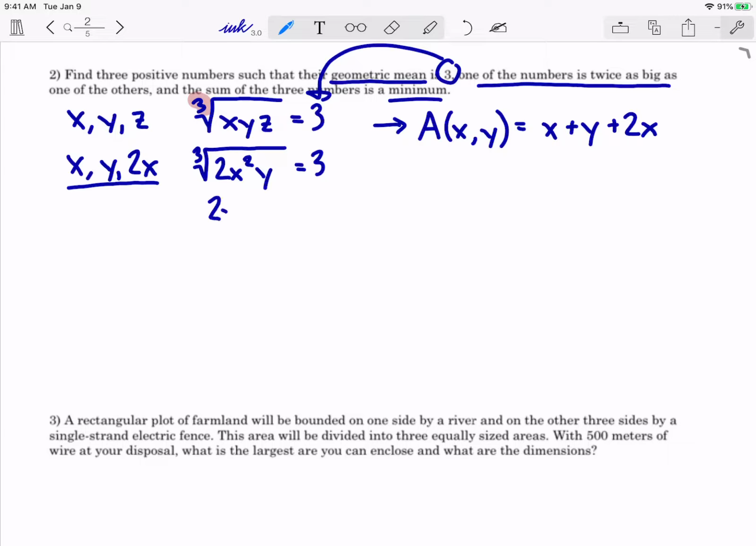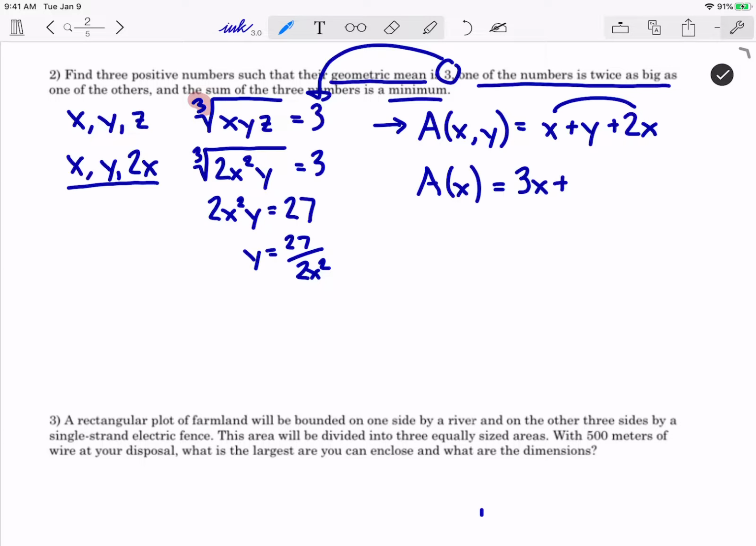You cube both sides and you get 2x squared y equals 27. 3 cubed is 27. Divide both sides by 2x squared and you get y equals 27 over 2x squared. So I'm going to replace that in my function. So then I will have a function of only x. Now I'm going to go ahead and combine the x and the 2x to make 3x. And then I'm replacing y with 27 over 2x squared. So again, that's coming from here. Y equals 27 over 2x squared, making that substitution.